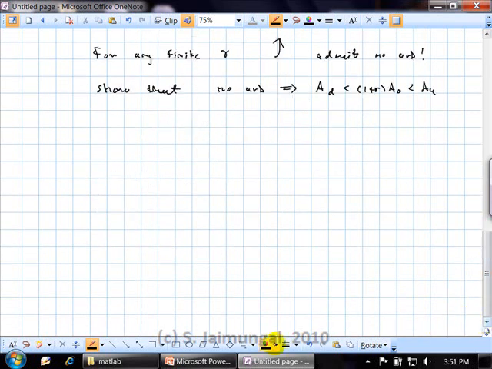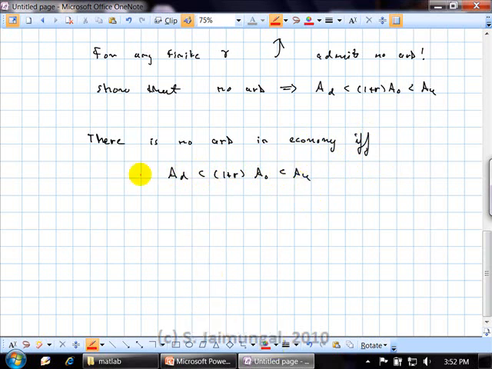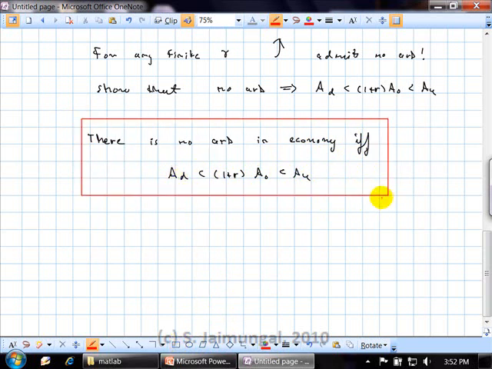So if you combine those two statements together, you actually get what's sometimes called one of the fundamental no arbitrage results. It says that there is no arbitrage in the economy if and only if AD is less than or equal to (1 plus R) A0, which is less than or equal to AU, because this shows both directions. I'm not really adding anything, I haven't changed anything here. I've simply rewritten what we had above, but now I've made it an if and only if statement. Okay, so that is an exercise for you to show the other way.